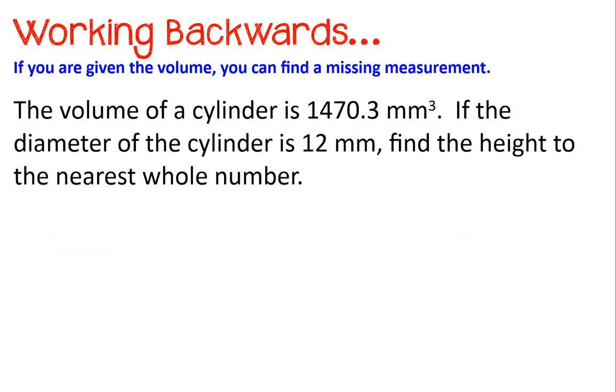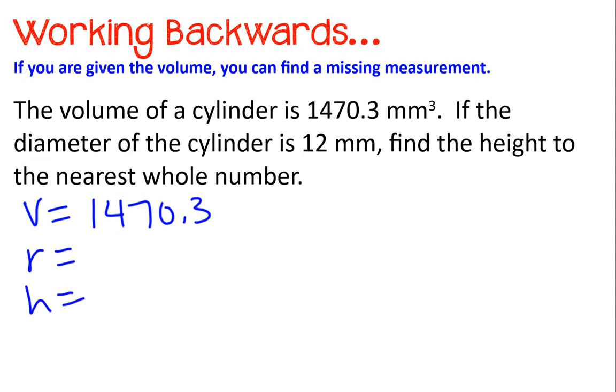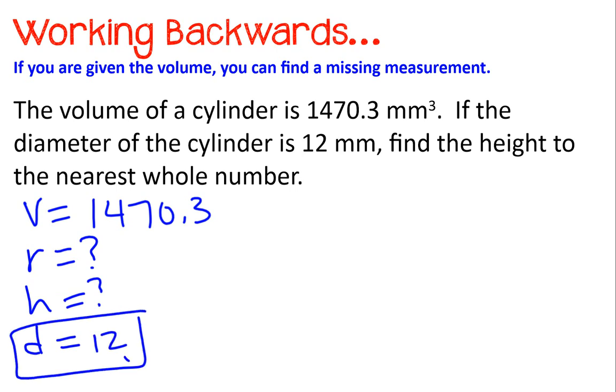All right, last one's a little tricky. The volume of a cylinder is 1,470.3 cubic millimeters. If the diameter of the cylinder is 12, find the height. So remember, when we took our notes over here, like this, we actually don't know either one of these. And you can't have two unknowns. So if I don't know the radius and I don't know the height, but I do know the diameter, I can convert this to make it a radius. Right? So I'm going to take half of that number, and that gives me a radius of 6.